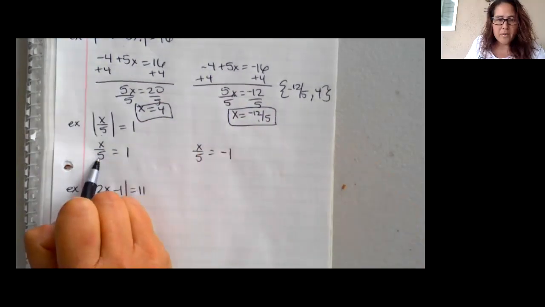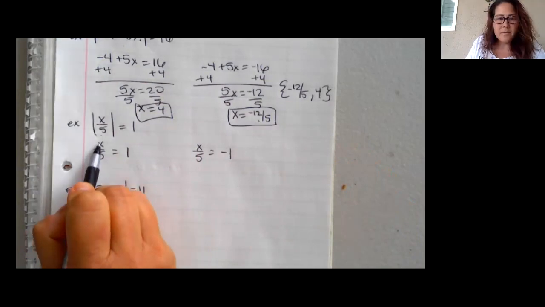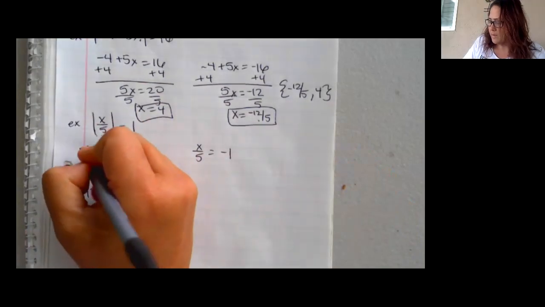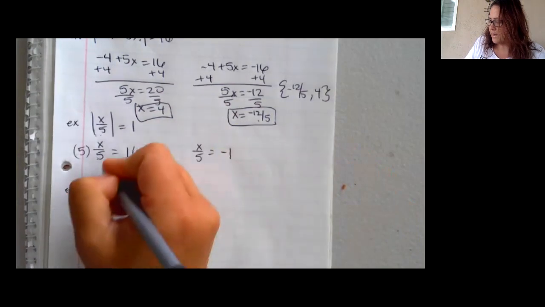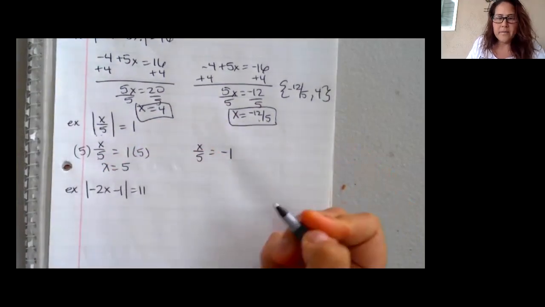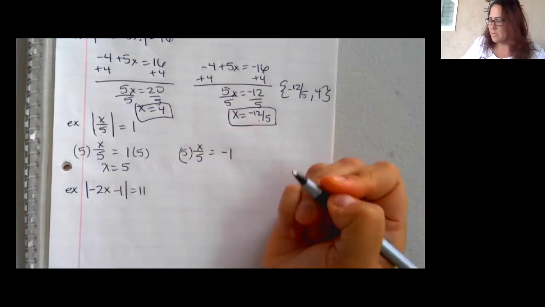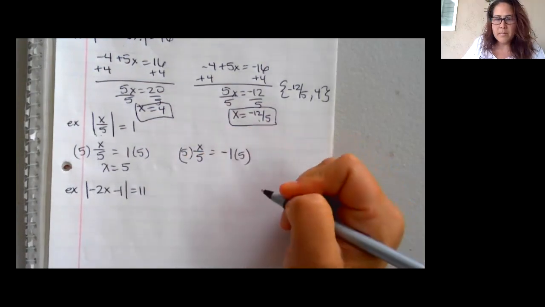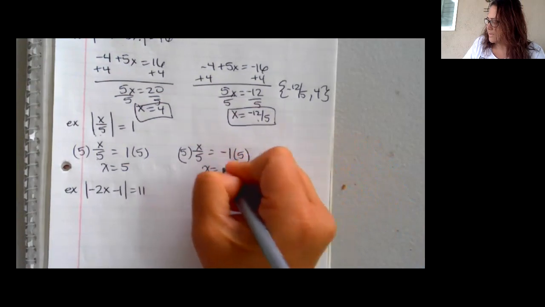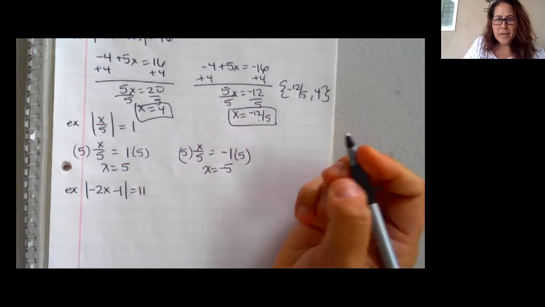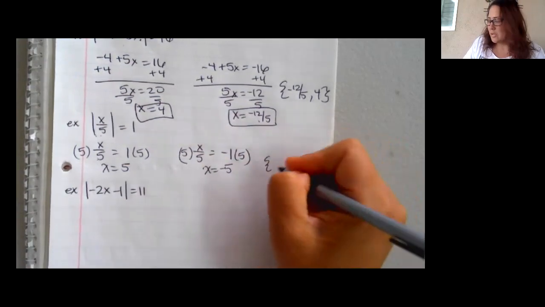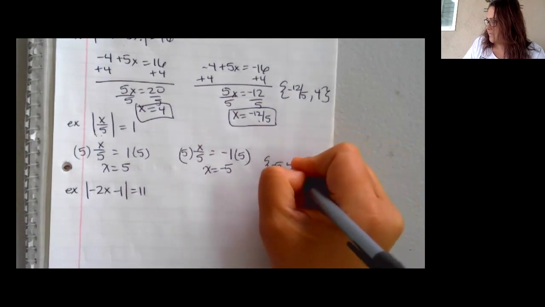How do I solve this for x? This is a division, so I need to multiply both sides by 5. I get x is equal to 5. Again, division, inverse operation is multiplication. Multiply both sides by 5, x gets me -5. So your solutions are -5 and 5.